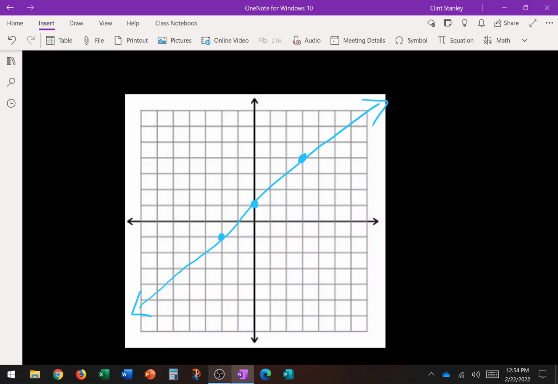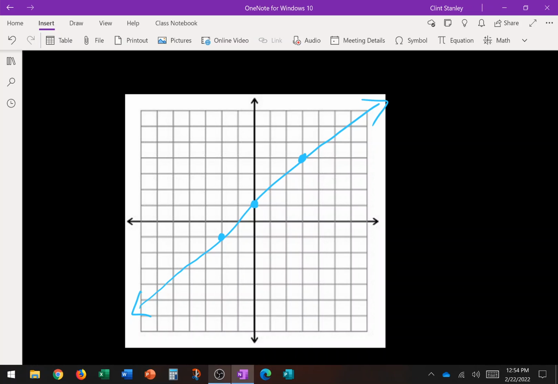The opposite's true going to the left. The smaller x value we plug in, the smaller y value we're going to get. That's not true for every function, but we can see on this graph it is true for this one. That's one nice thing.